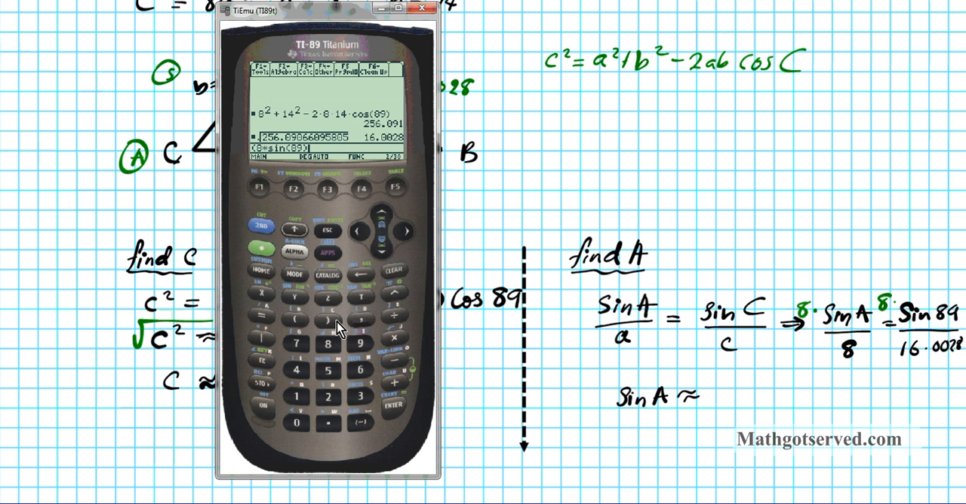Divide that by the denominator, which is the answer we got before. Let's just call that back up. Enter. So we have 0.49983. Okay, so sine A is 0.499835. Now to get A by itself, we'll take the inverse sine of both sides. So let's go ahead and do that.